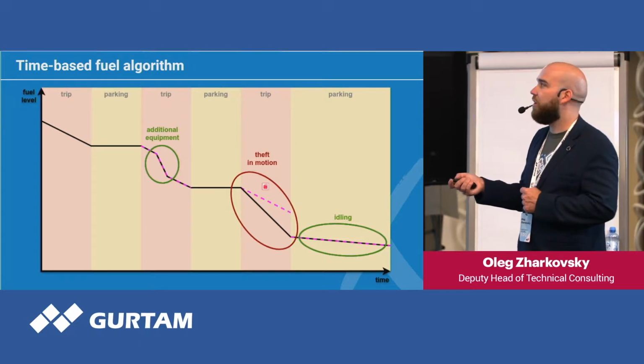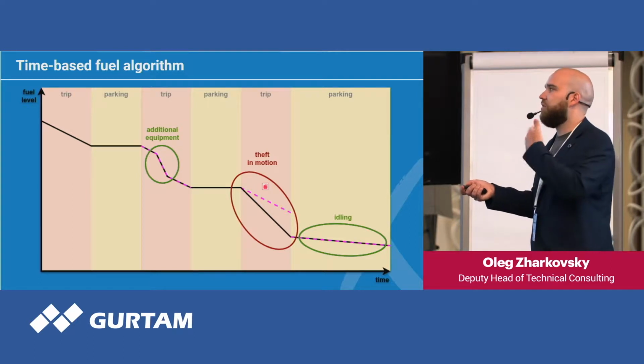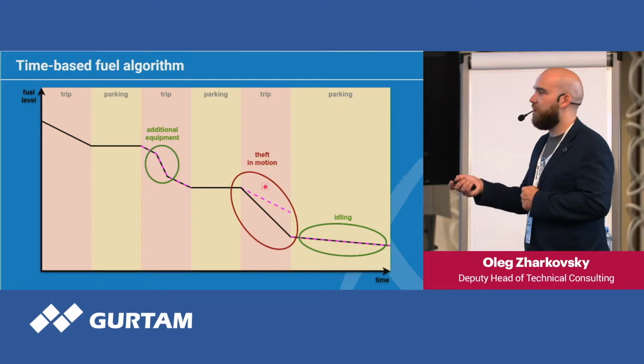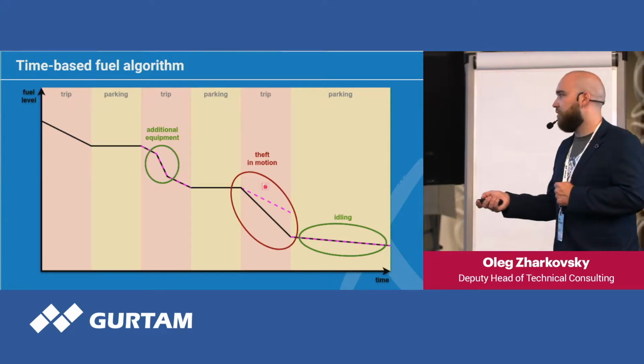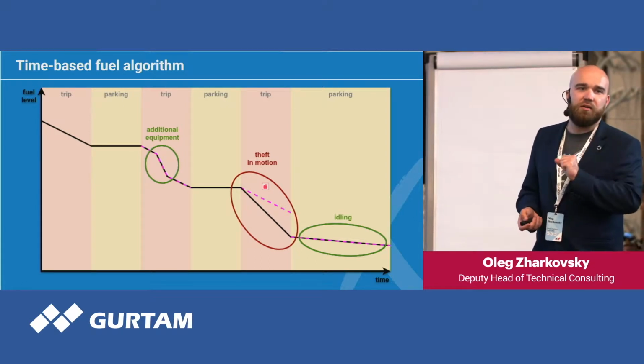Everything is great. Here is the seft, because that is the line standing for the expected consumption during the trip, and here is the real one. They differ, and it means it's a seft. And here we can understand that during the parking, there is a small consumption for the idling.